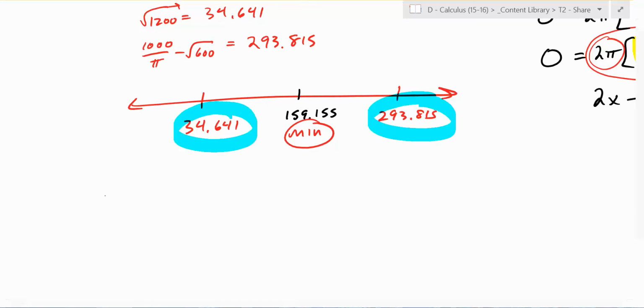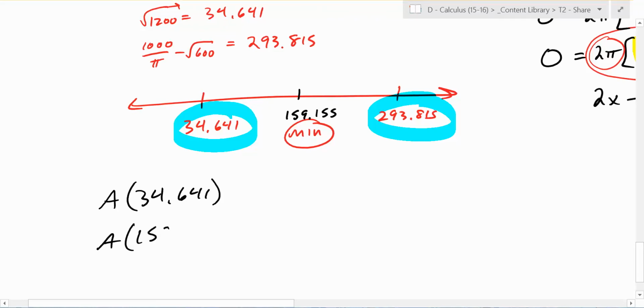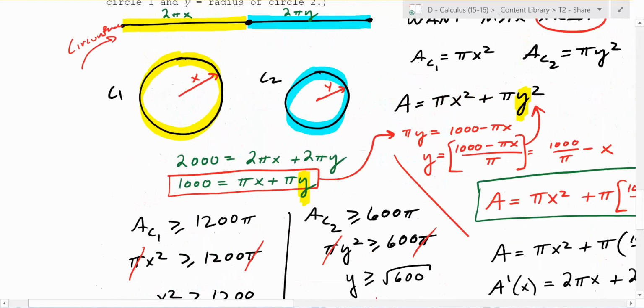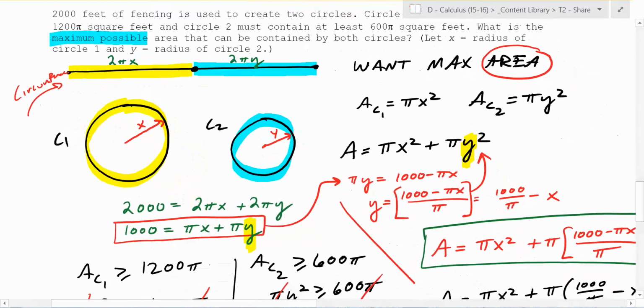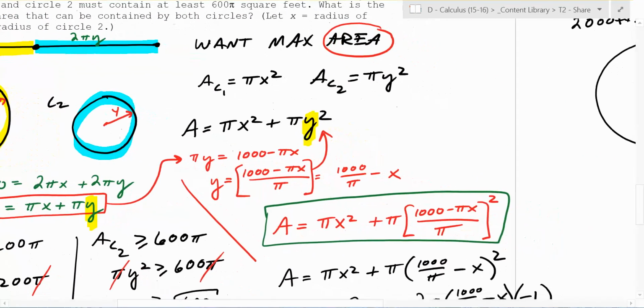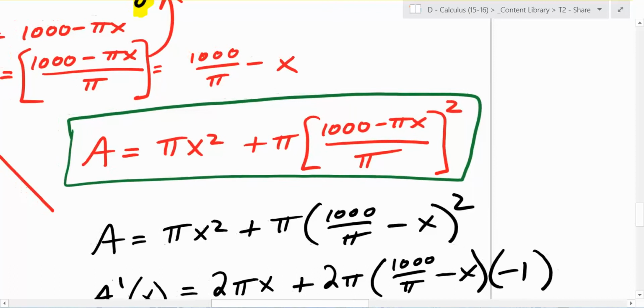So what you really want to do is this. You want to find the area at 34.641. Just for informational purposes, it'd be nice to know this. And what's the area at 293.815? Where's the area function, everybody? The area function is, where's the area function? Right there. You see the green, everybody?